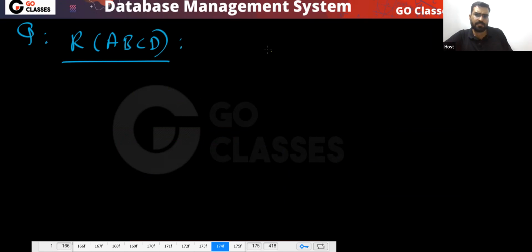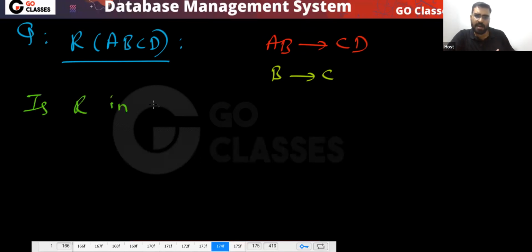And let's assume that B determines D. Let's assume AB determines CD. B determines C. Let's check it out. Now tell me, is this relation in 2NF? Is R in 2NF?